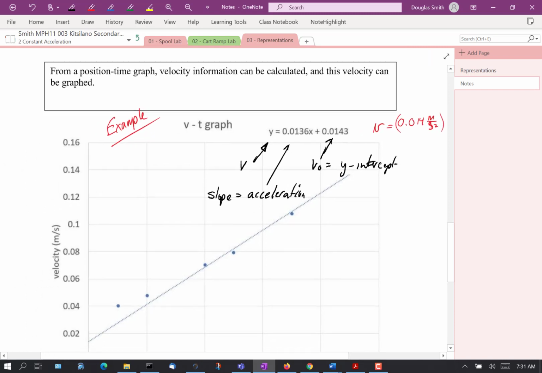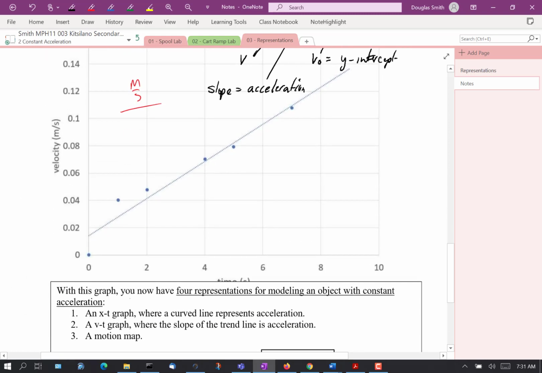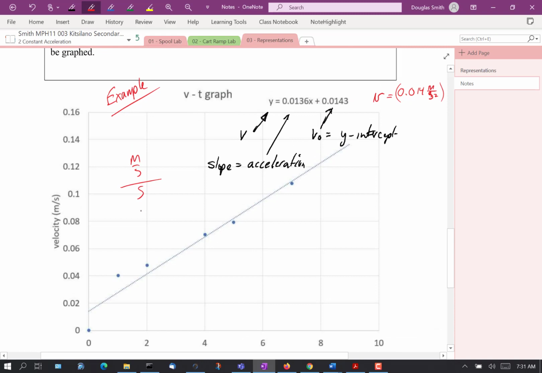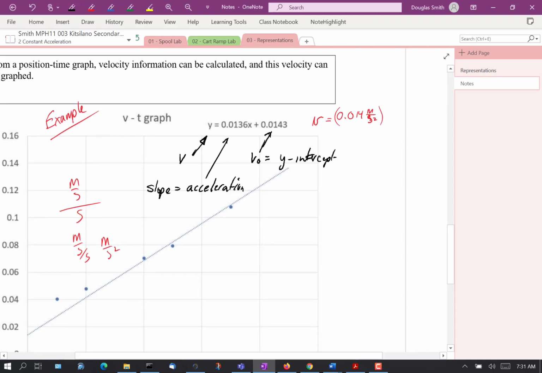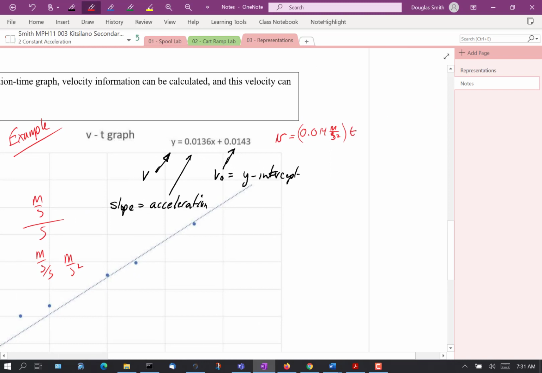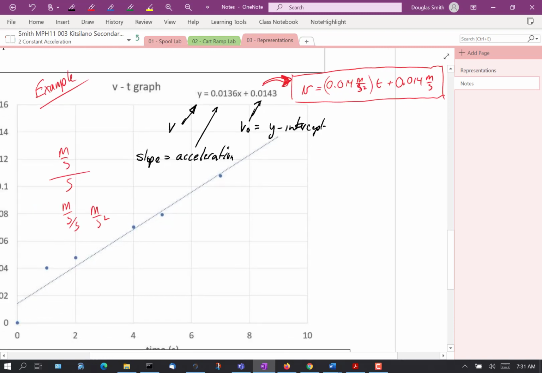So the slope, when you think about slope, we have meters per second. That's the y-axis, and the x-axis is time, which is seconds. So it's meters per second per second, or meters per second squared. So that's the slope times time plus some initial velocity, which was 0.14 meters per second. So that's the mathematical model for this particular graph. We could take the equation of the line and get it into a nice mathematical model.